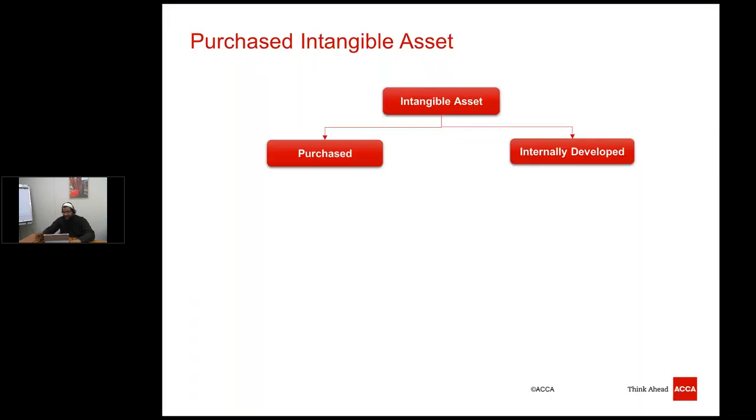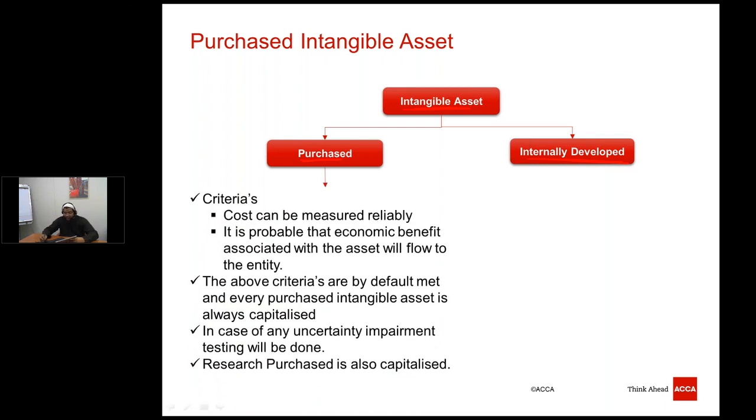So let's start IAS 38, intangible assets. Intangible assets are of two types. Either these will be purchased or will be internally developed. Either we are going to purchase the intangible asset or we are going to internally develop them. If the intangible assets are purchased, there are two criteria which should be met. The cost can be measured reliably and the probable economic benefit should be there.